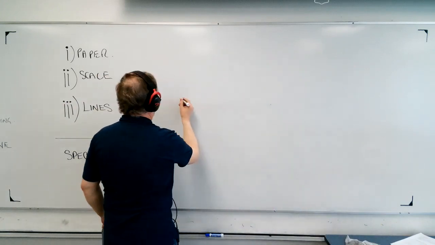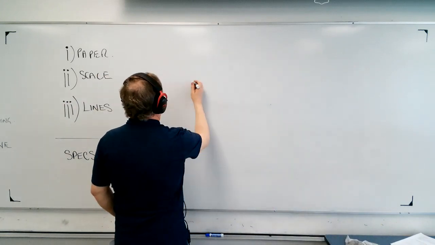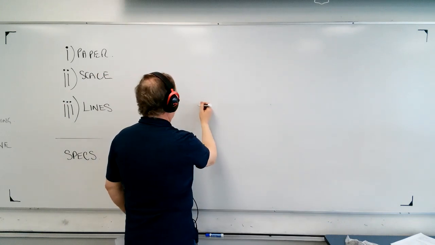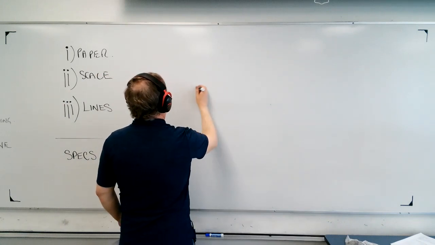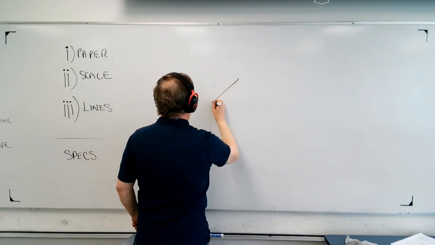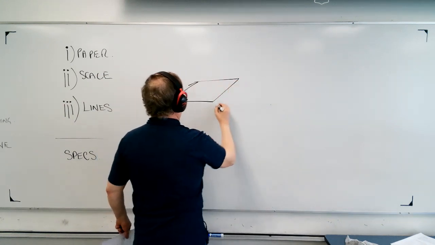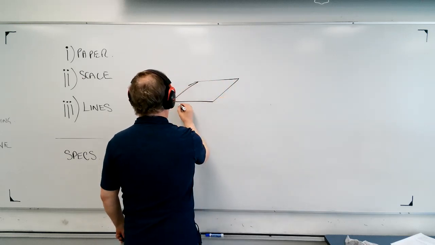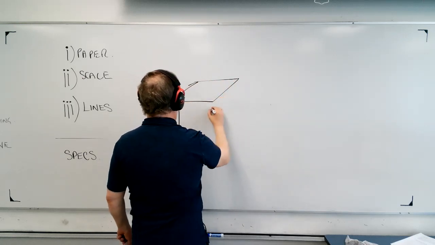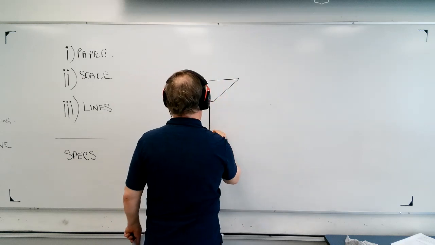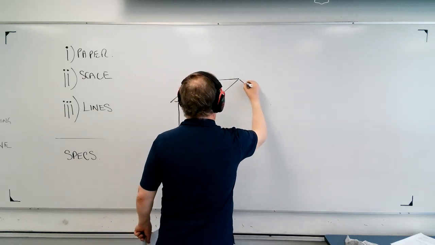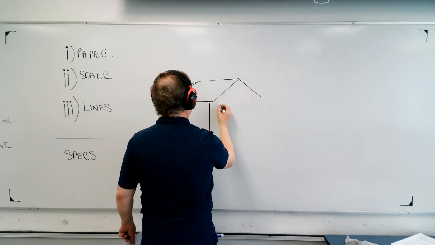Let's say that I show you a roof line, okay? I'm going to show you a roof line here. And so this is going to be a wall coming down here. And that roof line goes over there.